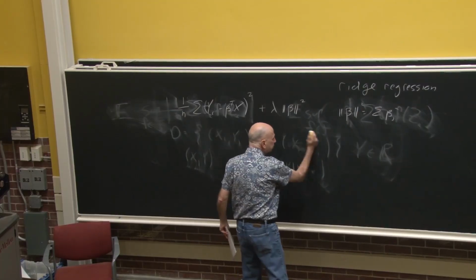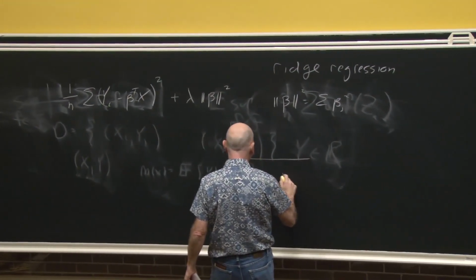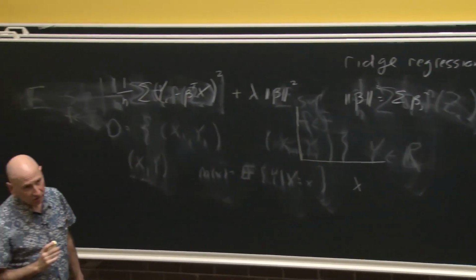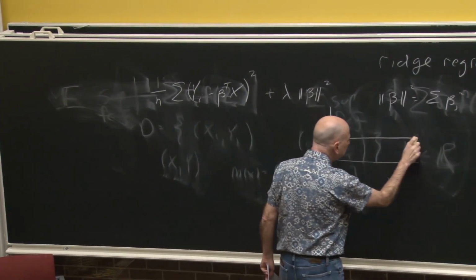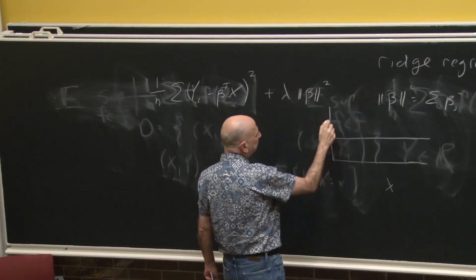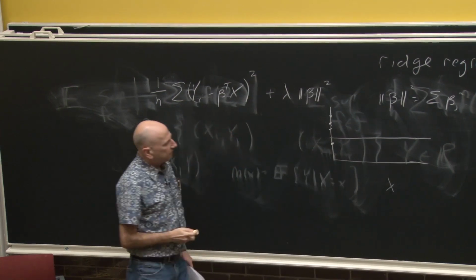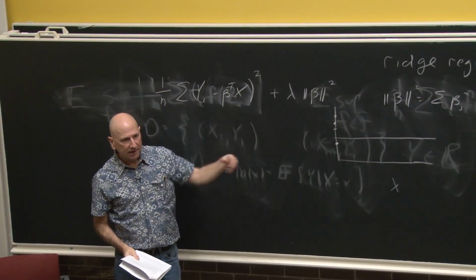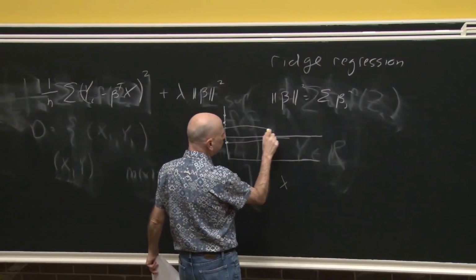So a typical picture would look like this. Let's suppose for the moment that we had d less than n, so the least squares solution was well defined. When lambda is 0, if I put beta 1 hat, beta 2 hat, beta 3 hat, beta 4 hat, whatever, the beta hats are the least squares solution. Then as I increase lambda, these all shrink towards 0.